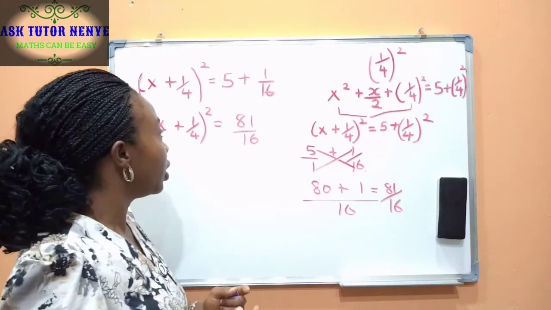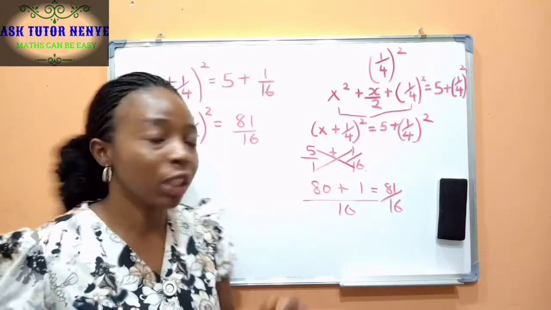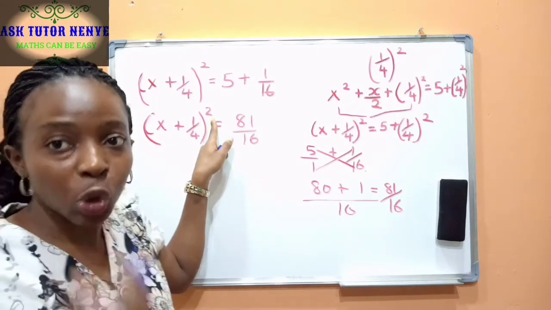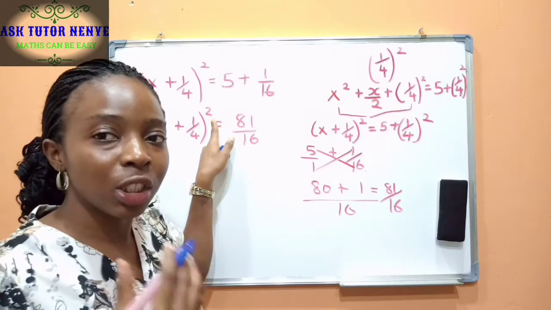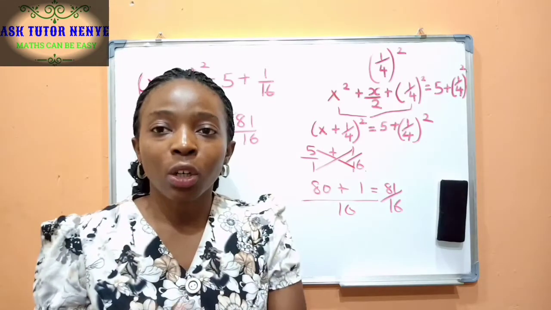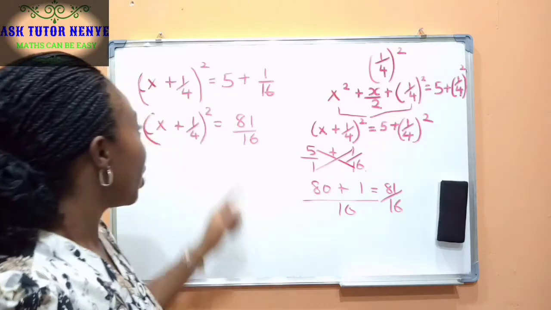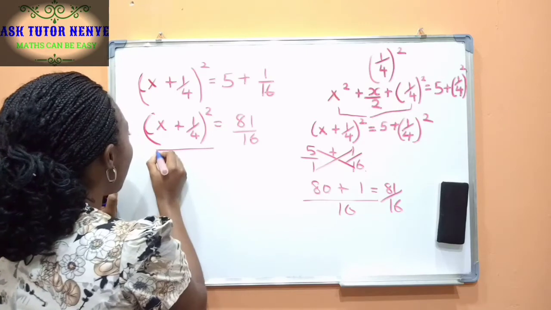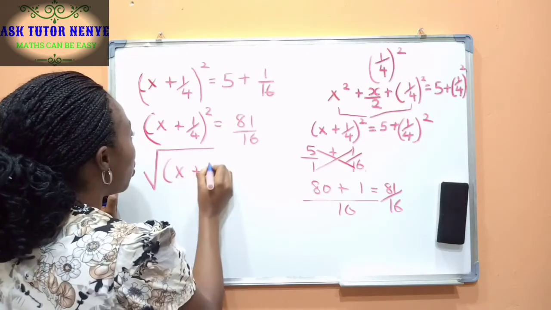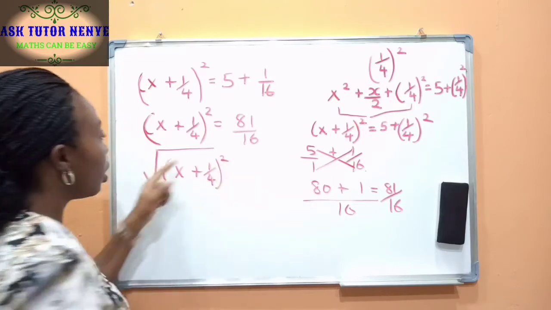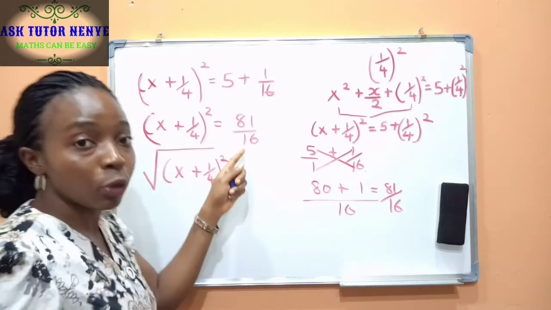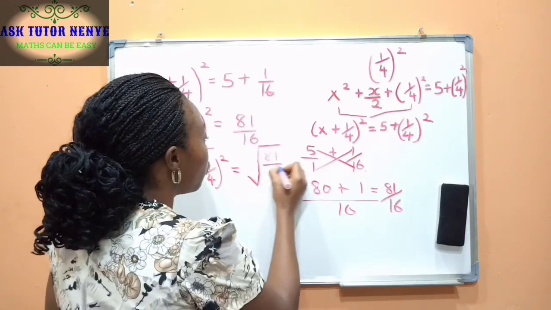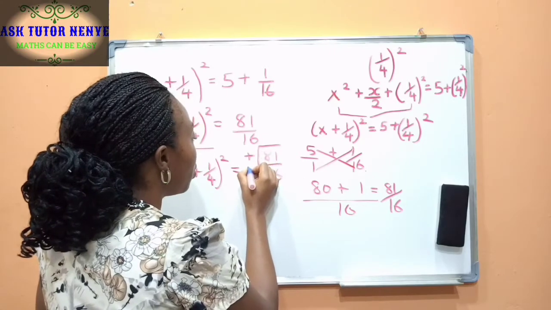Now we've gotten to this stage. Remember, the aim we hope to achieve here is to find the value of x, and we can do that by eliminating the square. The way to eliminate the square is by finding the square root. So we are going to find the square root on both sides. So we are going to have the square root of x plus 1 over 4 squared, and on the right hand side, the square root of 81 over 16, plus or minus.